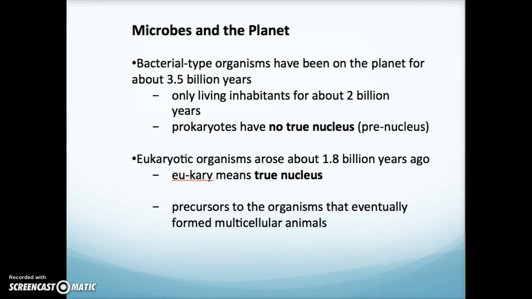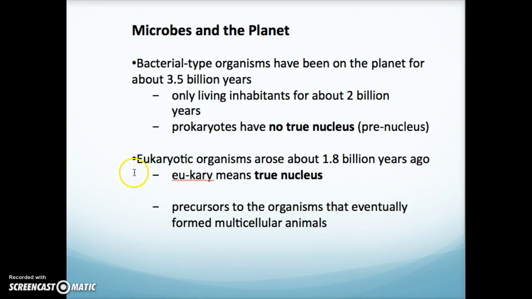So when we're talking about microbes, it's nice to get a history and background on microbes and Earth. Bacterial type organisms have been on the planet for 3.5 billion years. They are the oldest living inhabitants. For about 2 billion years, they were the only living inhabitants on Earth. And the first type of this falls under the category of what are called prokaryotes or prokaryotic cells. Bacteria fall under this. This means that they have no true nucleus, and what that means is their genetic material is not held in a centralized location that's membrane bound.